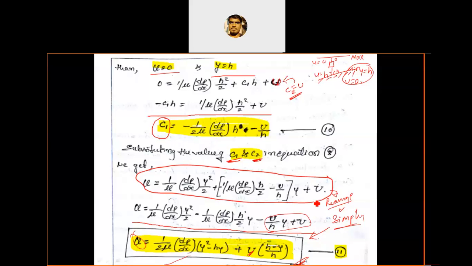This is the velocity equation for the Reynolds two-dimensional equation in a hydrodynamic bearing without end leakage. There is no end leakage. If you consider end leakage, the equation will change. Here there is no end leakage, meaning the z direction is 0, we are neglecting it. That is equation 11.